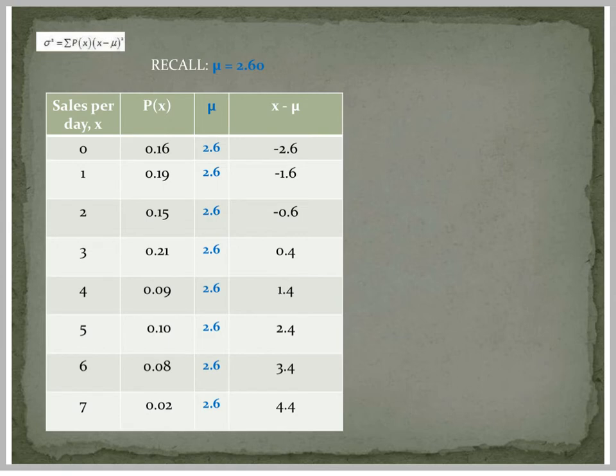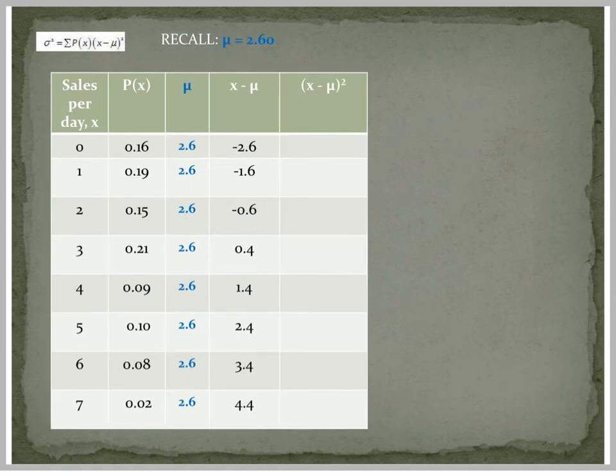The next part that I need to complete is to square each of those values. This is the part of the formula that I'm going to do next. So I'll create a column in which to put those results. And I'm going to just square each one of these values and enter the result right here. I'm going to take my calculator and I'm just going to square them one at a time and enter the result.